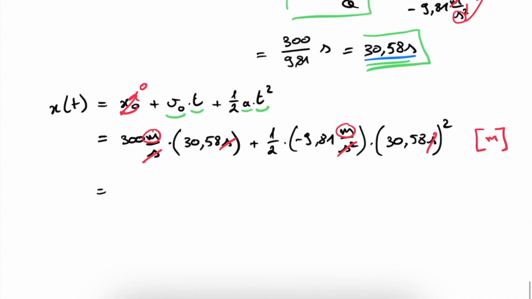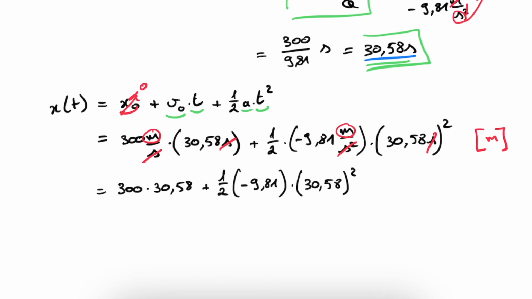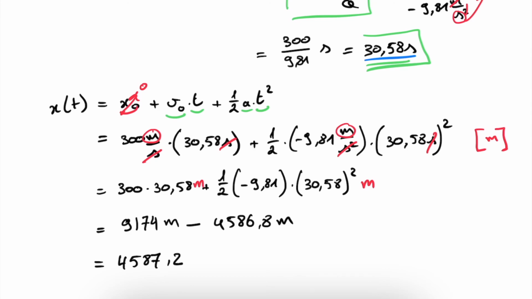Let's now simply calculate the number. So we get 300 times 30.58 plus 1/2 times minus 9.81 times 30.58 squared. And this entire thing has the units of meter. Using a calculator, we get this first term 9,174 meters minus, because we should not forget this minus sign here, 4,586.8 meters, which is equal to 4,587.2 meters. And this is actually our final result.